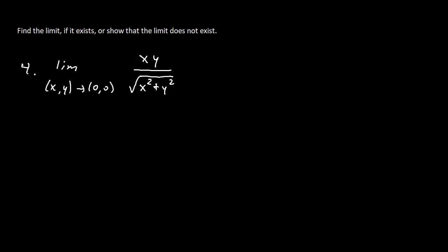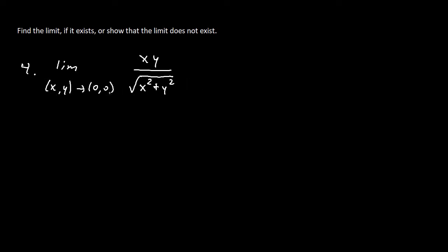So for number 4, let's say we have the limit of xy over the square root of x squared plus y squared as x and y approach 0 and 0. Obviously by using direct substitution, if we plug in 0 for x and y, we'll get a denominator of 0 and we can't divide by that.